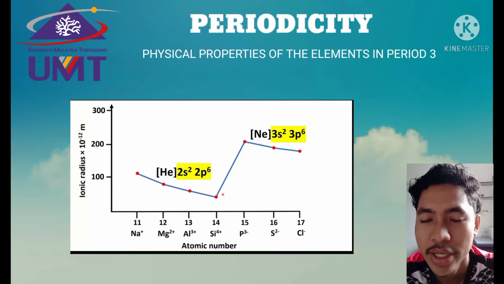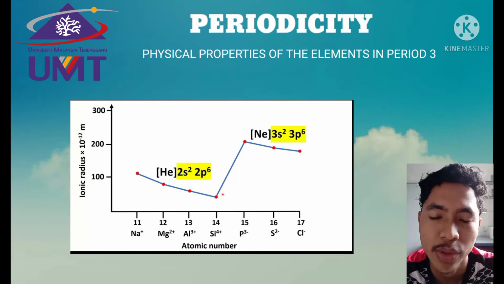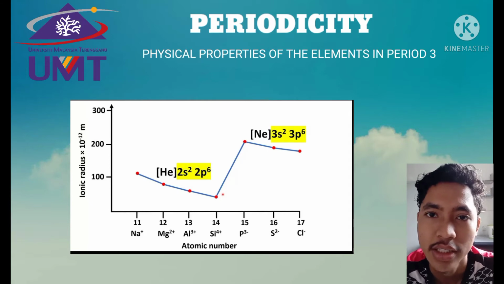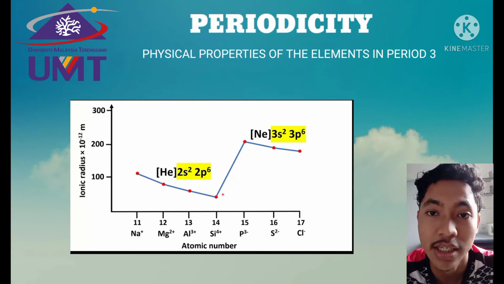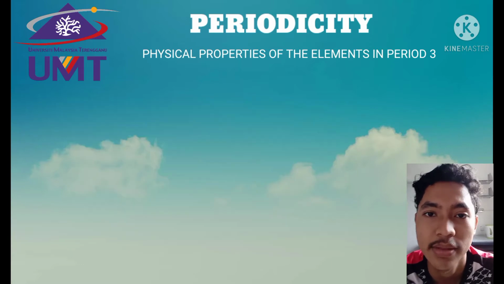Going across the period from sodium ion to silicon ion, the ions get smaller due to the increasing nuclear charge, attracting the outer electrons in the second principal quantum shell towards the nucleus. Going across from phosphorus ion to chlorine ion, the ionic radius decreases as the nuclear charge increases across the period, and fewer electrons are gained by the atoms.